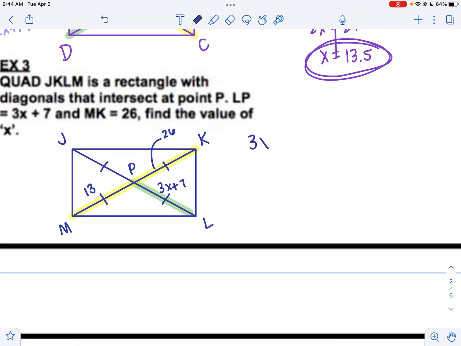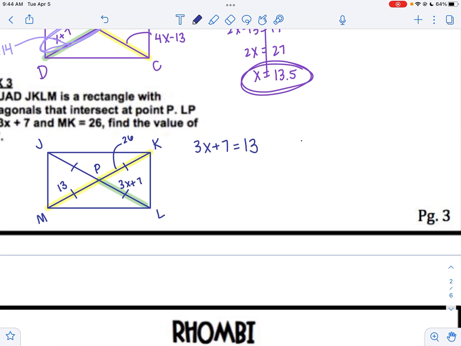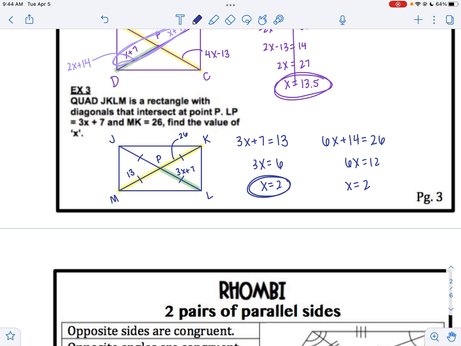So I could set this up and say that 3x plus 7 equals 13. My alternative is to say that 6x plus 14 equals 26. So instead of halving the 26, I could double this piece. And either way that you would solve it, if I subtract 7, I get 3x equals 6, x equals 2. Or over here, I get that 6x equals 12, so x equals 2. Either way, I get the same answer.